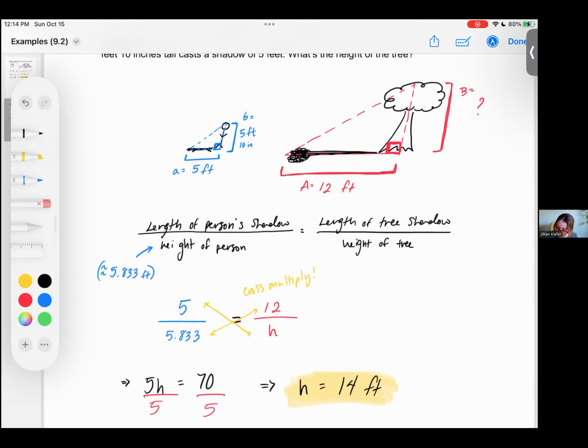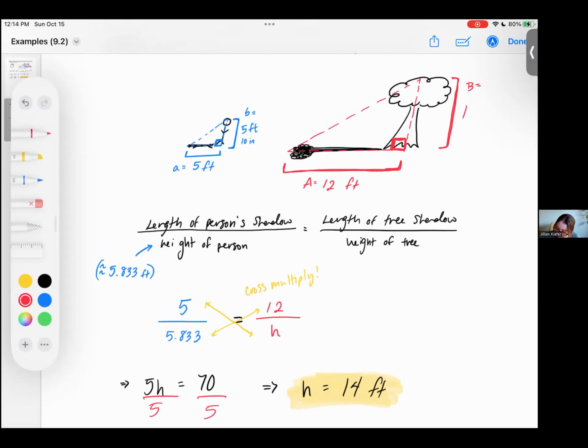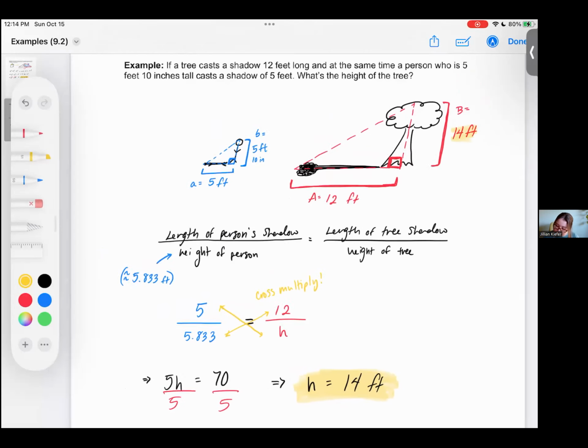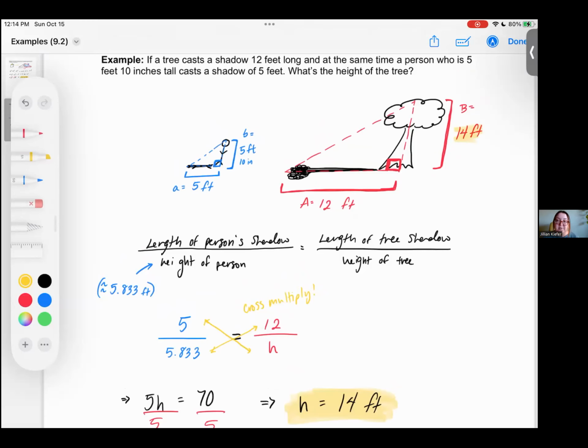So we wanted to know the height: 14 feet. That would be the height of our tree. We used similar triangles, establishing that both of our situations created the same triangles at different scales. Once we set that up, we can find that last missing variable using similar triangles. So, all right, that wraps up our last example. Let's go ahead and finish off our lecture.